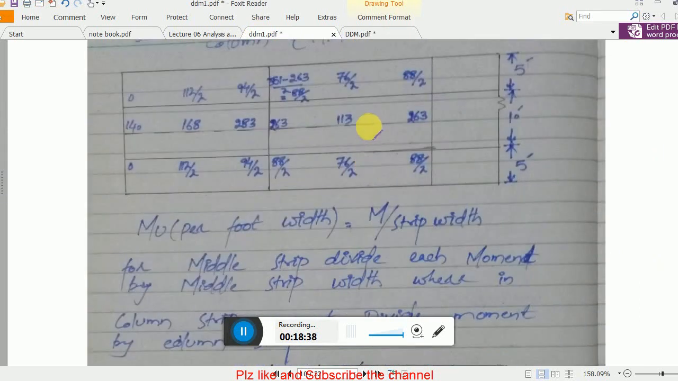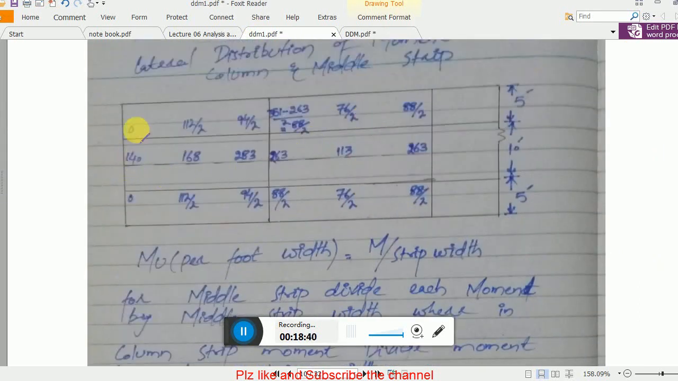Here you see, 168 minus 56 equals 112, divided by 2 is 56. 283 will be here, while the rest, 94 divided by 2, is 47. And similarly, you see the calculation: 263 will be absorbed here, while the rest, 88 divided by 2, is 44, 45, 113 and 76, and again the same calculation will be repeated. So this is for the longitudinal span.